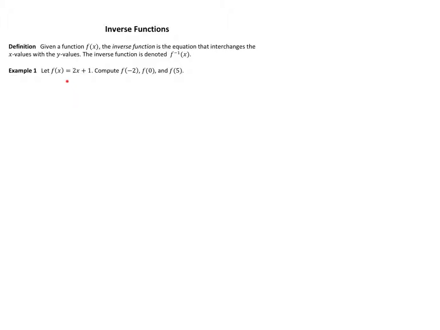Let's examine this idea within a very simple function, f of x is equal to 2x plus 1. I'm going to compute three values in this function and talk about what the inverse does. So this function multiplies by 2 and then adds 1 to every value that you put in place of x. If I start with f of negative 2, multiplying negative 2 by 2 gives negative 4, and adding 1 gives negative 3.